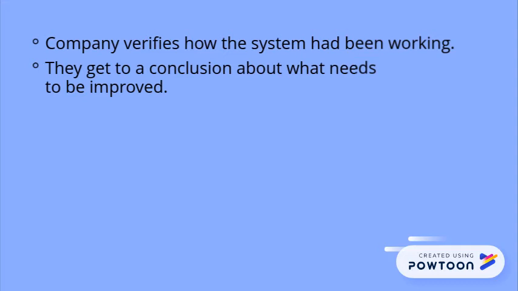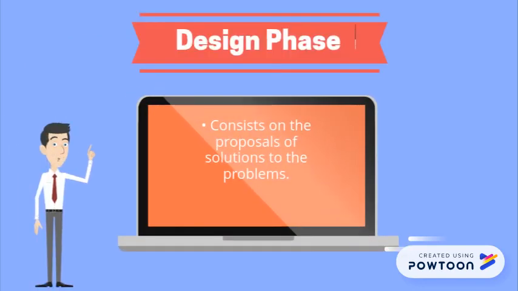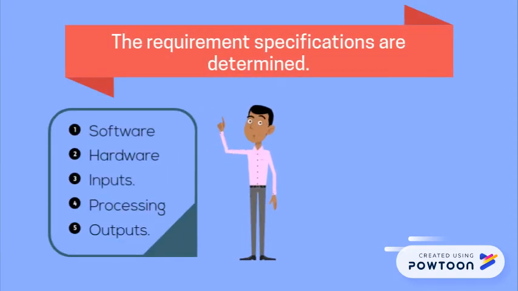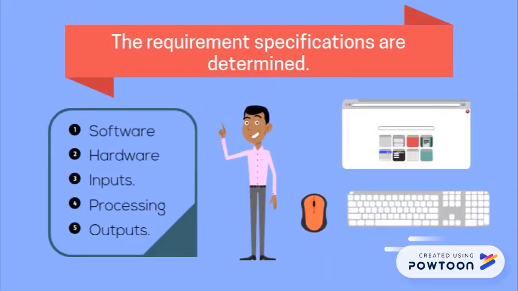Finally, they will come up with a conclusion that they should discuss with the library to proceed with the next phase. The following phase is the design phase. Once the problems have been identified, the company must propose the solutions to be incorporated in the new system. So include with these solutions the requirement specifications must be identified too.